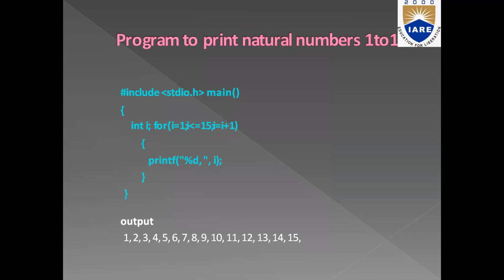Now you see one simple program based on the for loop: a program to print natural numbers 1 to 15, or we can give 1 to any number, as we wish. First, we have to give #include <stdio.h>, that is the header file. stdio means standard input output, .h means header file, and we have to start the program with the main function.